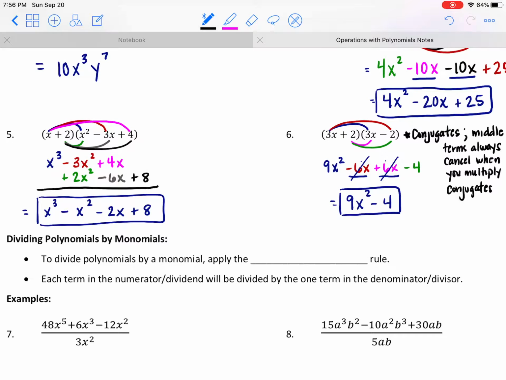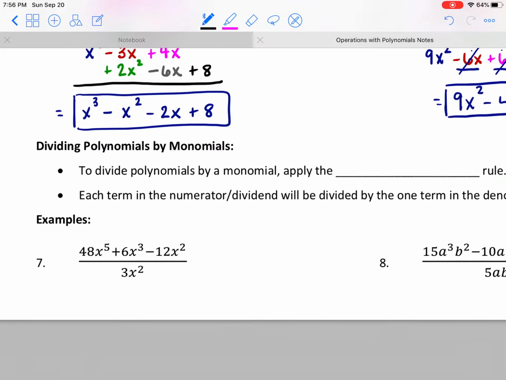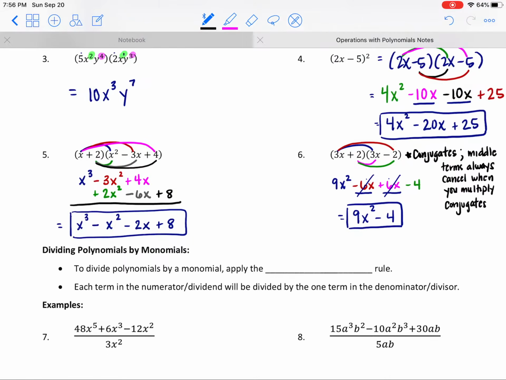Okay, so those are some products. Let's look at my favorite of the operations, maybe yours too, which is division. The first division we're going to look at is taking a polynomial of any size and dividing it by a monomial, by a single term.